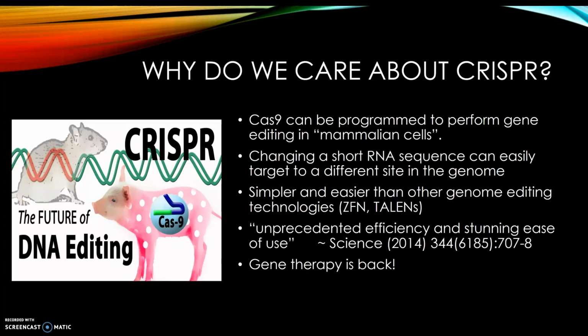Okay, so why do we care about CRISPR? What's all this fuss about? CRISPR is super important because CRISPR-Cas9 can be programmed to perform gene editing in mammalian cells. So it can edit our genes. This is a real possibility for gene editing. And it's simpler and easier to use than other genome editing techniques. It's efficient, much more efficient, and happens a lot faster. We can change a short RNA sequence into any site we want to edit in the genome. So it basically brings back gene therapy.